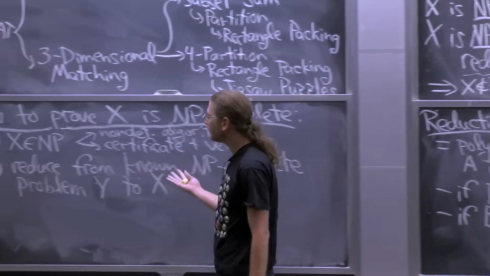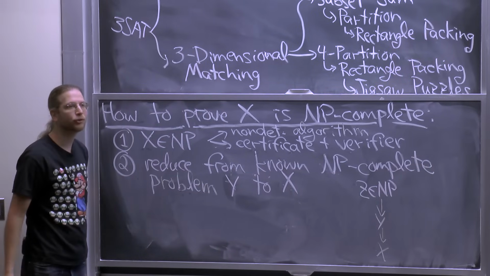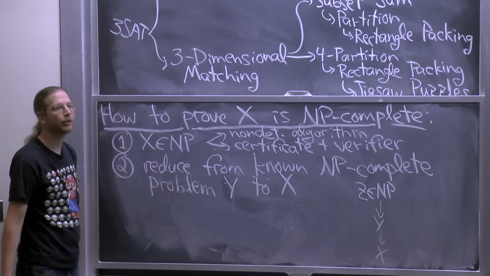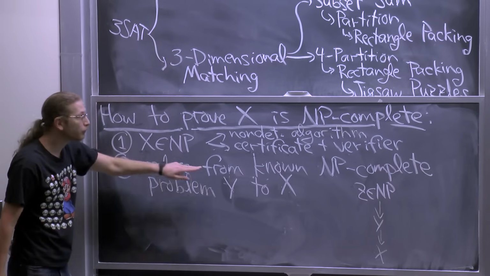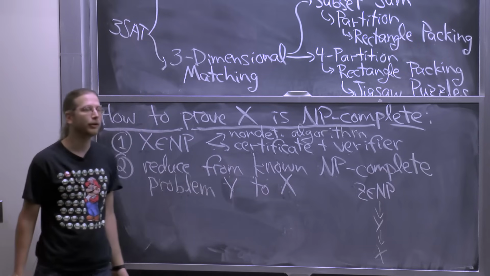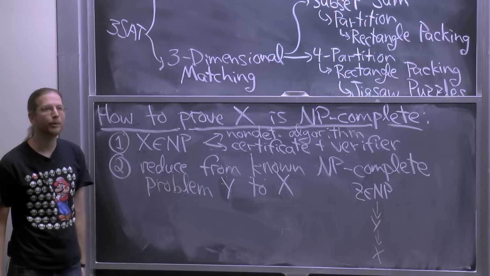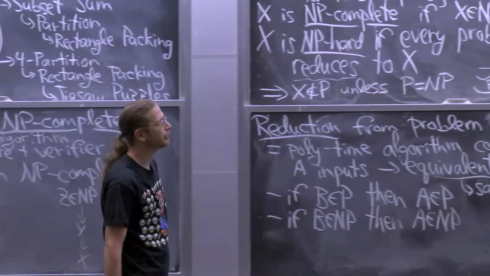And in this class, all you need to think about is picking your favorite NP-complete problem. 3-SAT's a good choice for almost anything. But we'll see a bunch of other problems today from here. And then reduce from that known problem to your problem that you're trying to prove is NP-hard. If you can do that, you know your problem is NP-hard. OK, so we only need one reduction for each hardness result, which is nice.